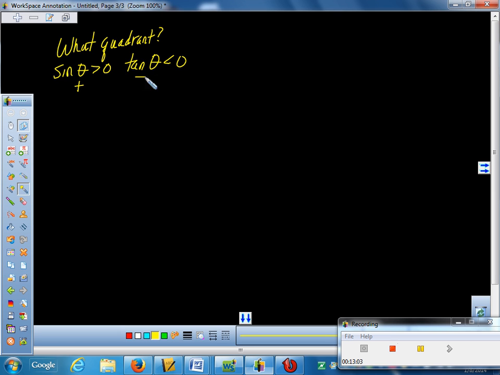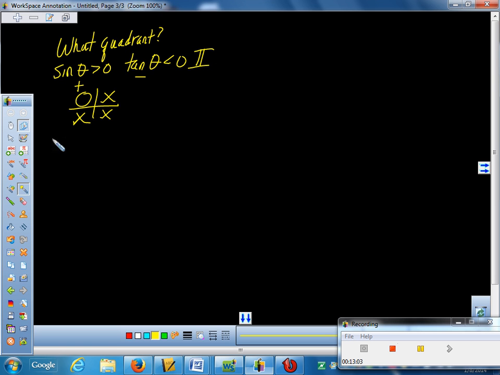Where they're written, that's when they're positive. So sine can only be positive in first and second. It couldn't be third and fourth. Where's tangent negative? It can't be first, so it would have to be second quadrant.